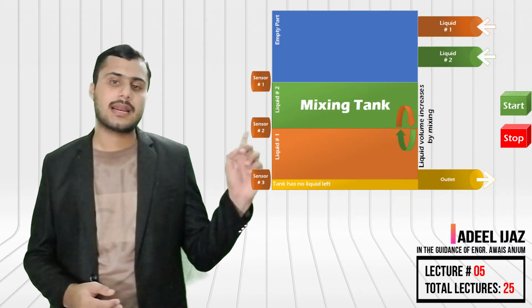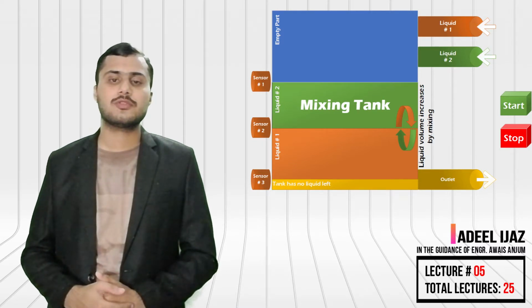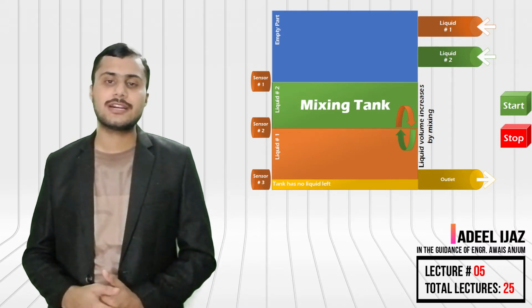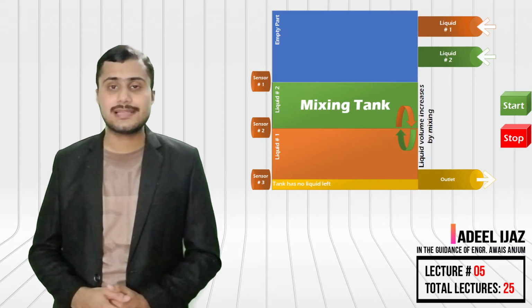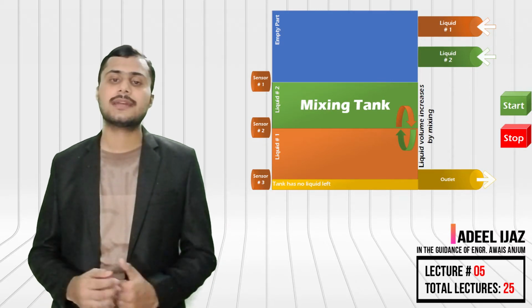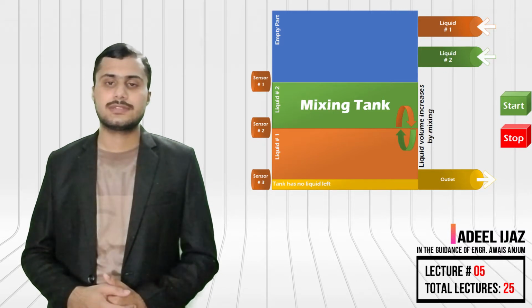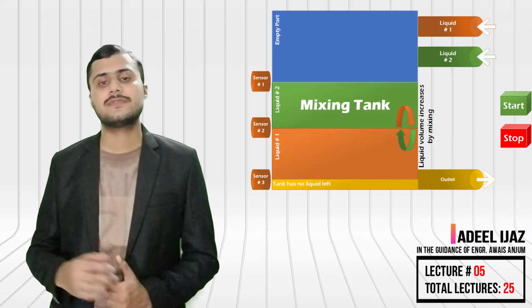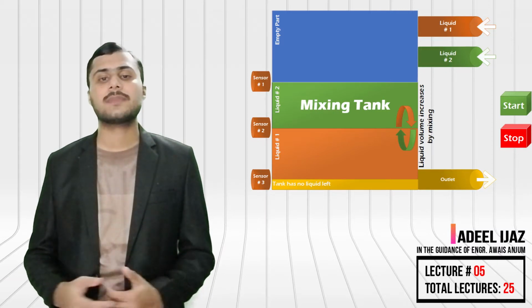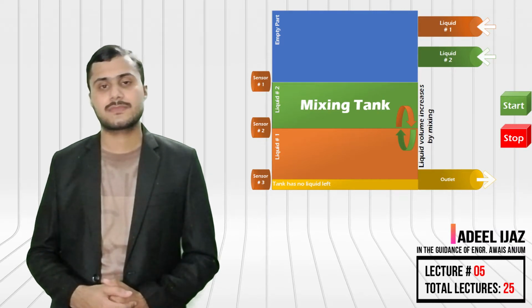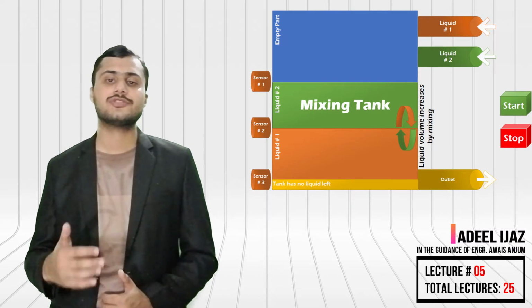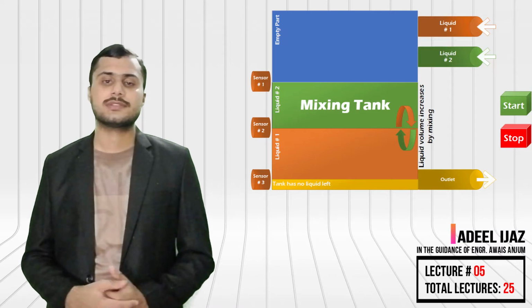In the given diagram, you can see a tank in blue color. On the left side of the tank, there are three sensors. On the top right side of the tank, there are two inlet pipes for the liquids. On the bottom right side of the tank, there is an outlet pipe for the mixed liquid. Also, there is a start and stop button for the whole process.